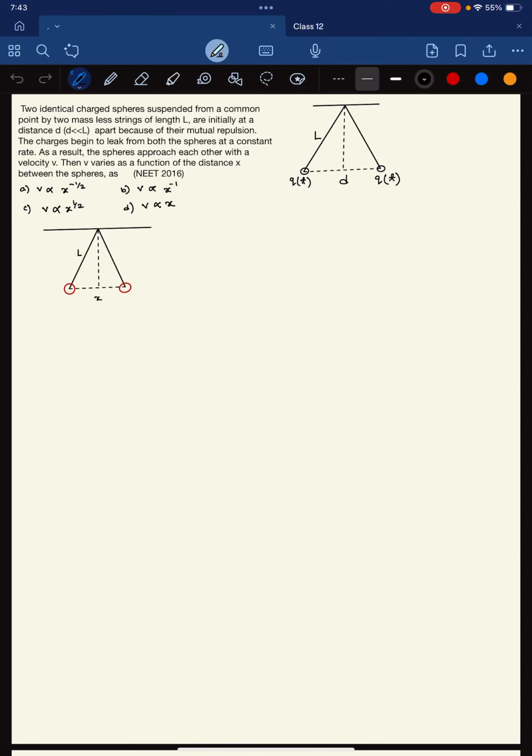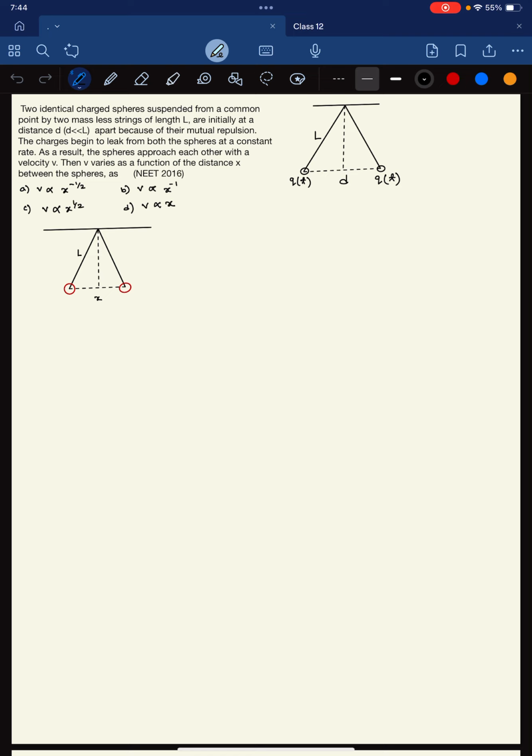In this class, I will solve a question from Coulomb's law, which came in NEET 2016. The question is: two identical charged spheres suspended from a common point by two massless strings of length L are initially at a distance d apart because of their mutual repulsion, and d is very much less than the length of the string L.